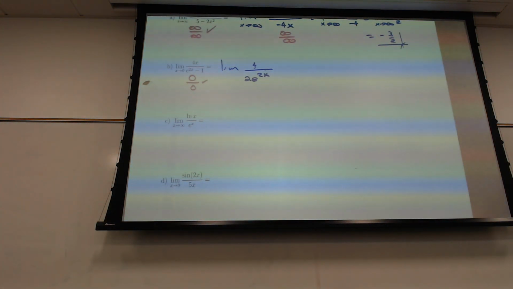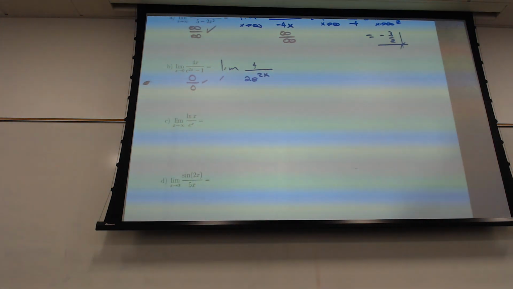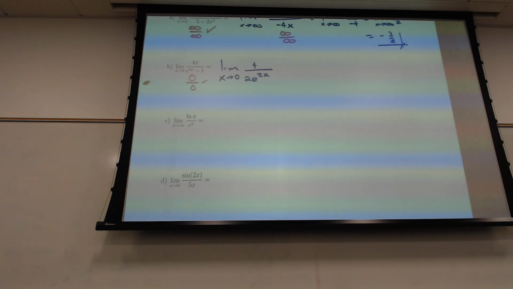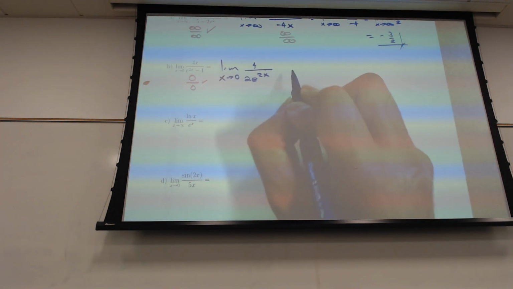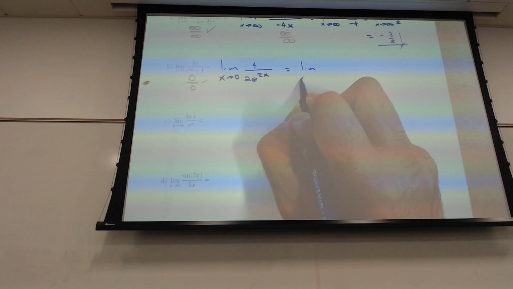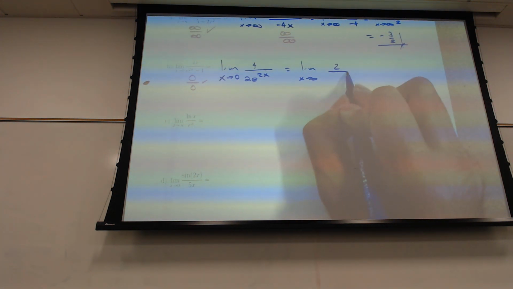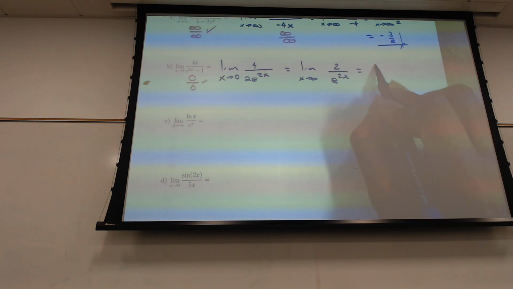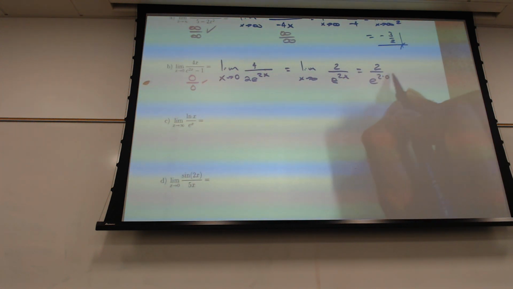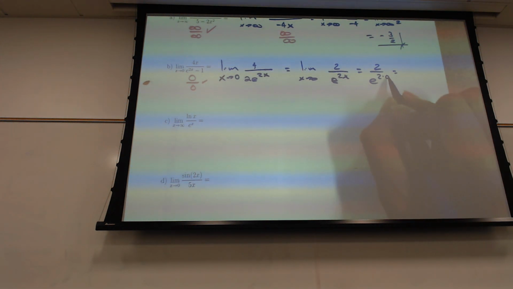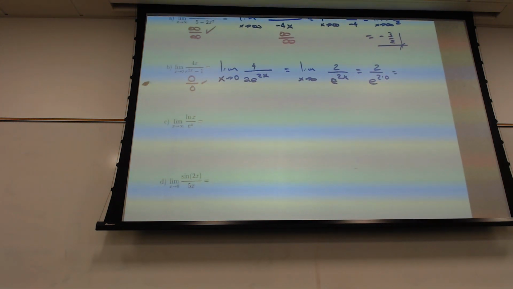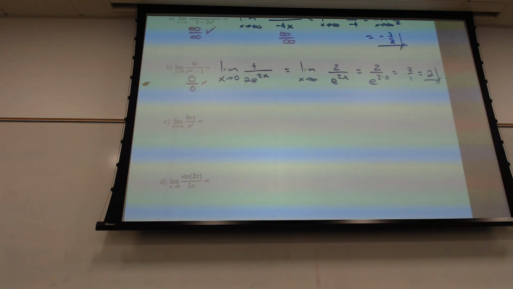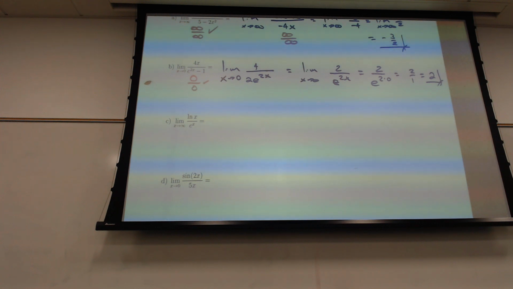Okay, let's see if it works this time, as x approaches 0. And indeed it works, I believe. Actually, let's simplify 4 over 2. That's a 2 in the numerator, e to the 2x in the denominator, and that's 2 over e to the 2 times 0, which is e to the 0, which is simply 1. 2 over 1 is 2. Right?